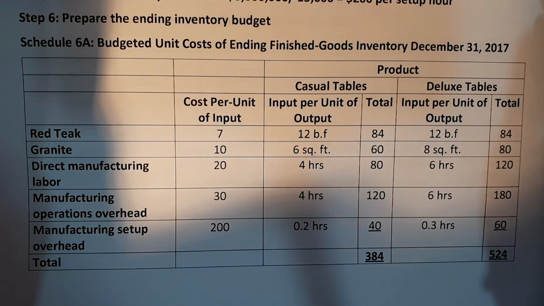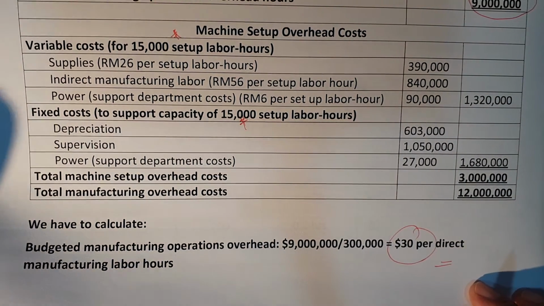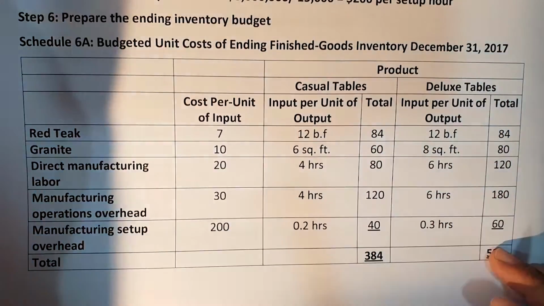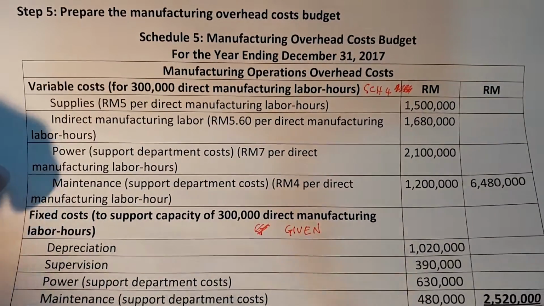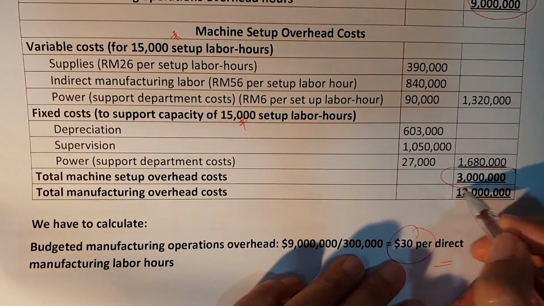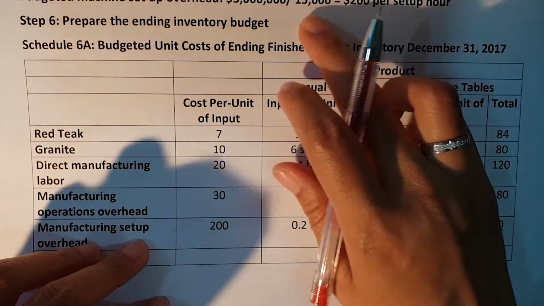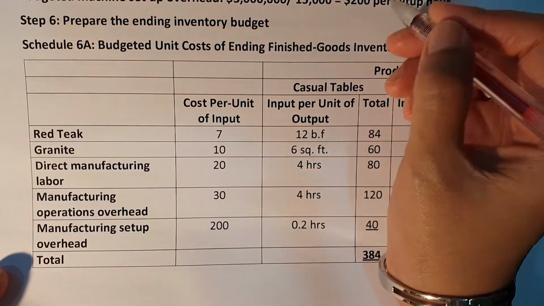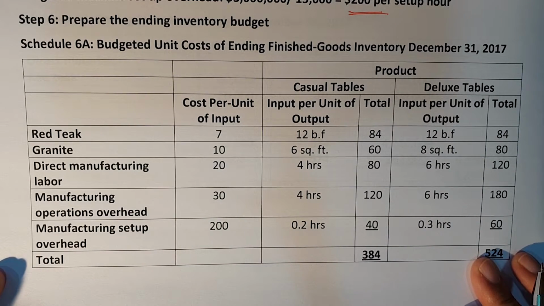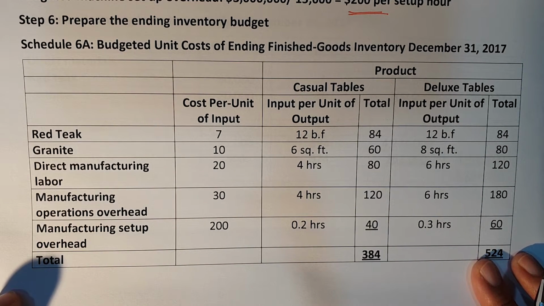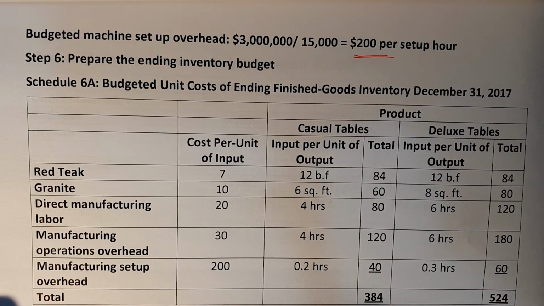So we get 30 per direct manufacturing labor hour. As for budgeted machine setup overhead, we just take the total, 3 million, and divide by our capacity of 15,000, and then we get 200 per setup hour. So that's basically what we need to calculate for schedule 5. Thank you.